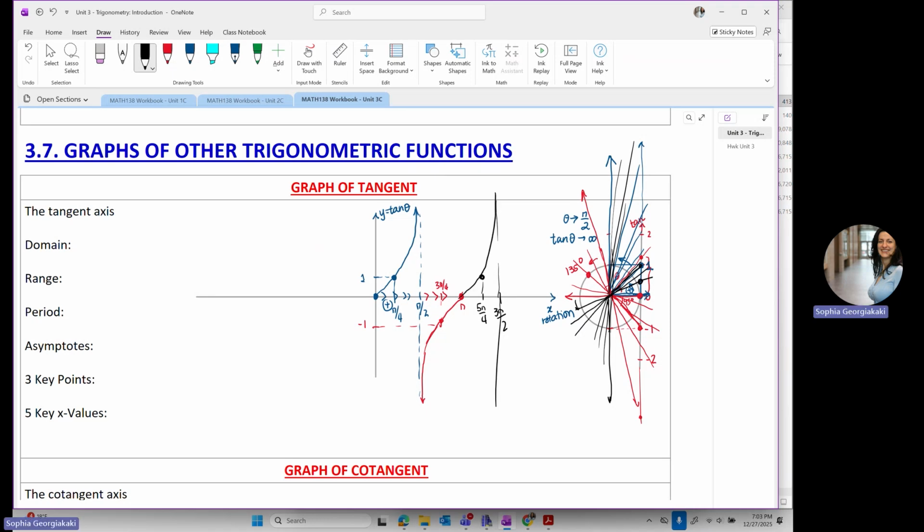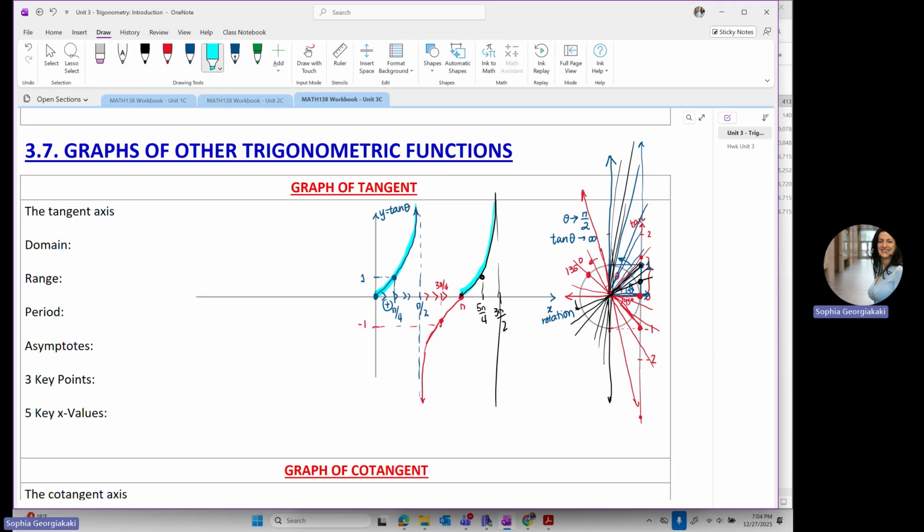Now pay attention that when I was in quadrant 3, I was extending backwards in quadrant 1. So I was actually repeating in quadrant 3 the evaluation of tangent that I had in quadrant 1. So the repetition comes every pi. When I'm in quadrant 3, 180 degrees away from quadrant 1, I'm repeating myself.